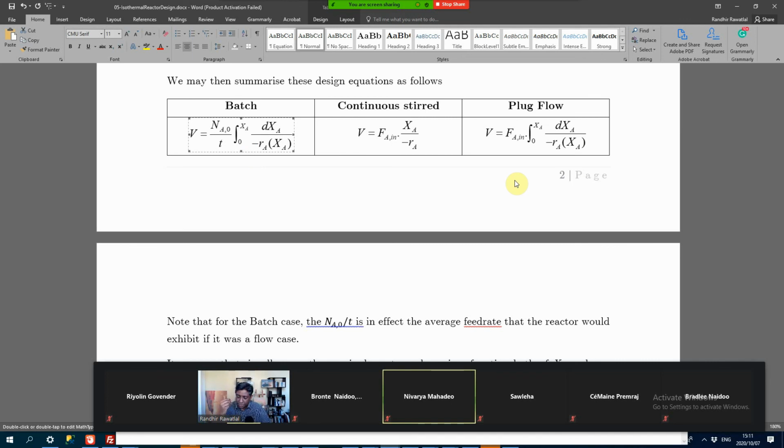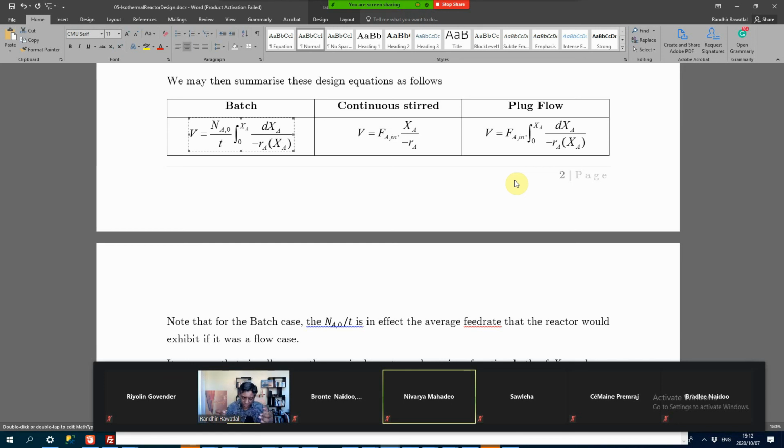Another way to look at it is that the batch reactor is basically looking at snapshots in time. So let's say you look at the batch reactor at time 0. So it looks a certain way. There's a certain concentration in that batch reactor. Then you look at that reactor 1 hour later. Then it looks a certain other way. So you are looking at that batch reactor as it's changing in time.